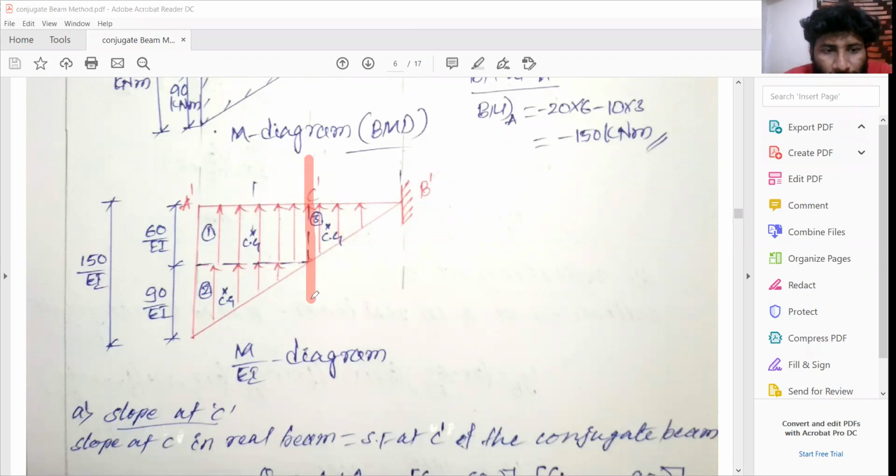So what is the shear force in the conjugate beam? Here we only have two loads, A1 plus A2. So this will be 3 meter into 60 by EI. Again 3 meter into, sorry, this is a triangle. So 1 by 2 into 3 meter into 90 by EI. So that will be the shear force.